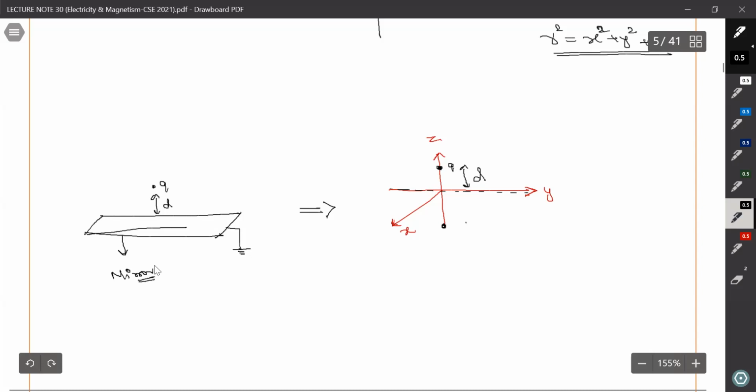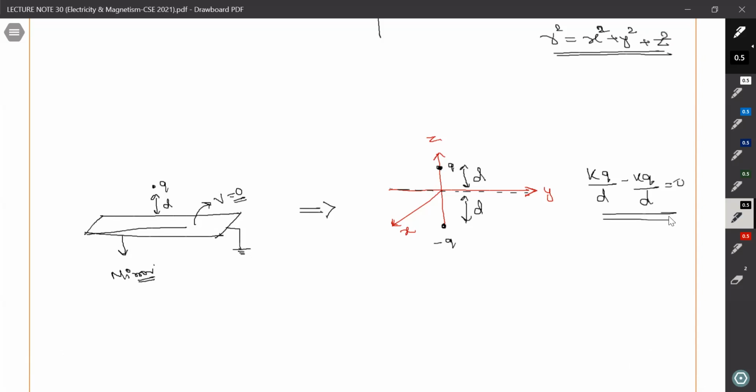D above, D down. If we consider D down and minus Q here, we can say that the potential will be zero here, right? Because this Q is also at equal distance and this minus Q is also at equal distance. So here what we can do, KQ by D minus KQ by D will be zero, because potential is a scalar quantity.